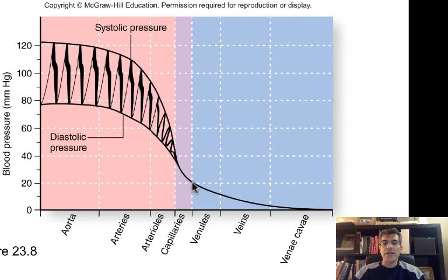After that, the blood pressure continues to drop, as you can see. By the time you get to the vena cava, it's almost zero.